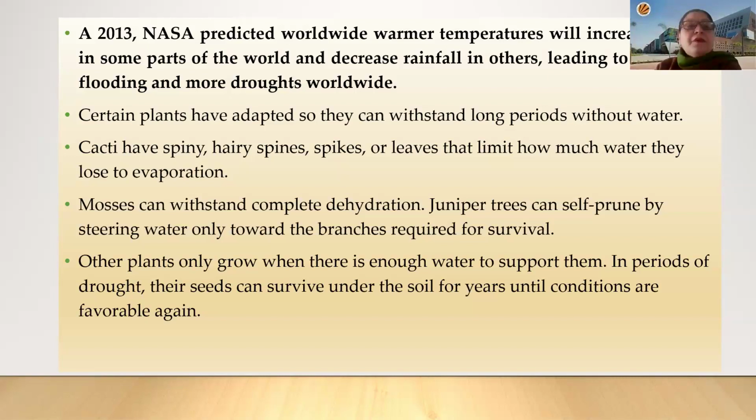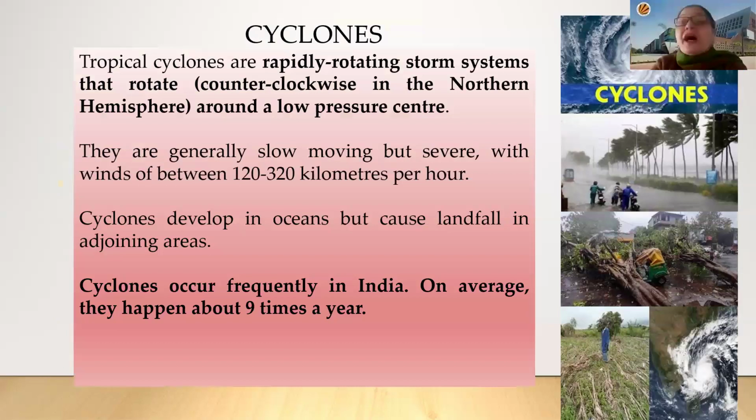The next calamity is cyclones. Cyclones are rapidly rotating storm systems in the northern hemisphere around a low pressure area, because at the center the pressure is very low. We are talking about the atmospheric pressure here.